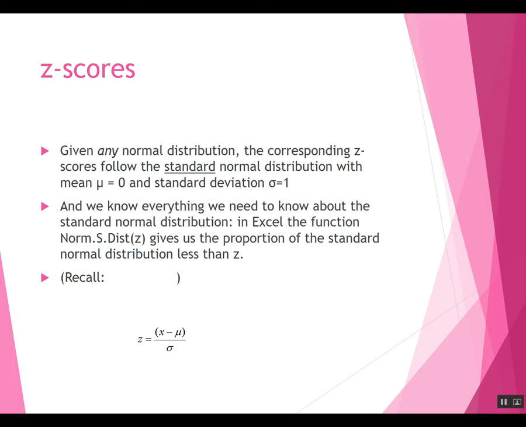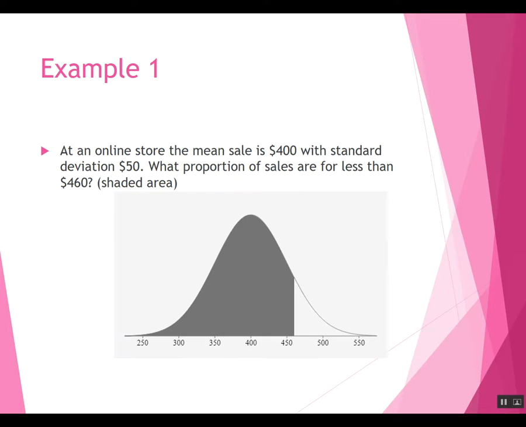The key that makes everything work is our z-scores. If you have any normal distribution and look at their z-scores, then they follow what's called the standard normal distribution, the one that has mean 0 and standard deviation 1. The cool thing about the standard normal distribution is we can know everything we want to know about it. We want to know the probability that z is less than something, or z is greater than something. We've got it all. The Excel function that does this is NORM.S.DIST of z, and we'll see in class how to use this.